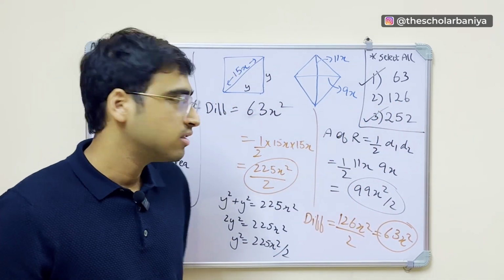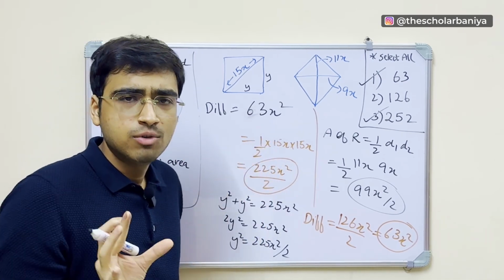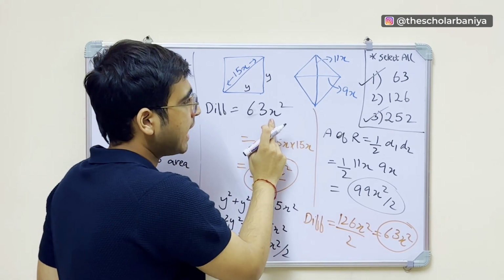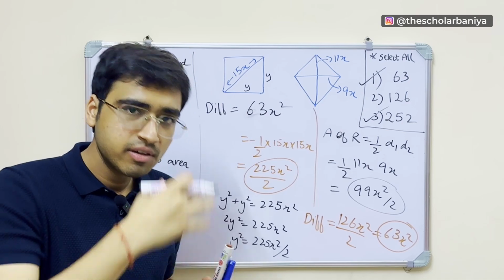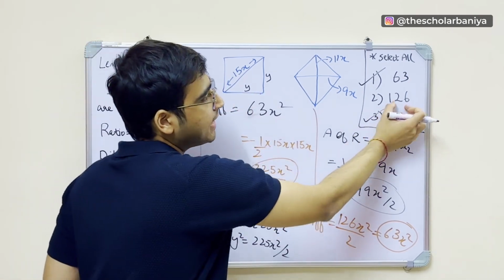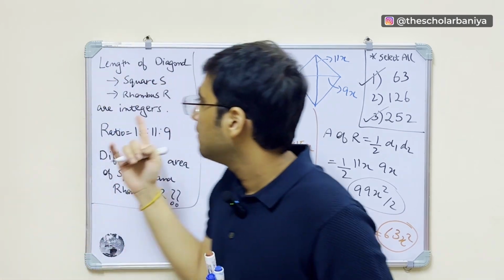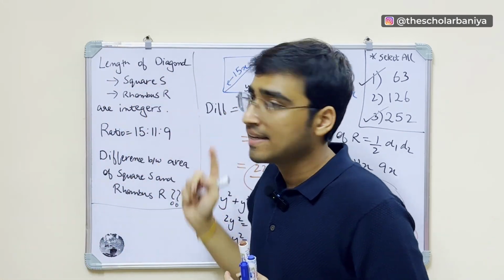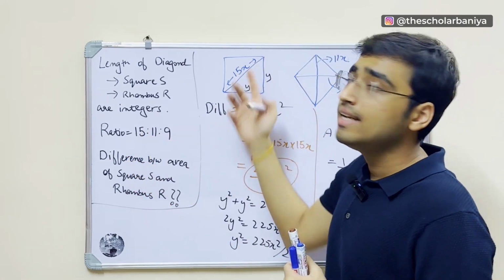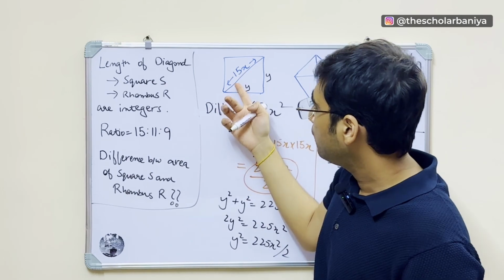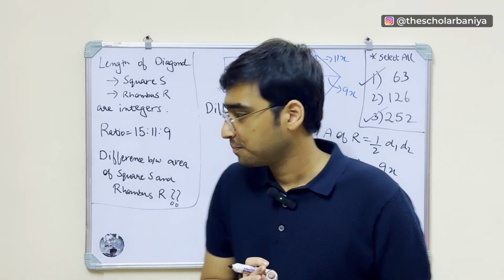126 is not a possible answer because for that we will have to put x to be some form of non-integer, right? Because if we put x equals to 1, we get this. We put x equals to 2, we get this. We put x equals to 3, we will get an even bigger number. So we are not getting 126. And why are we taking x to be integer? Because we are given in the question that the length of the diagonals are integers, right? And what was the length? The length was 15x, for example.